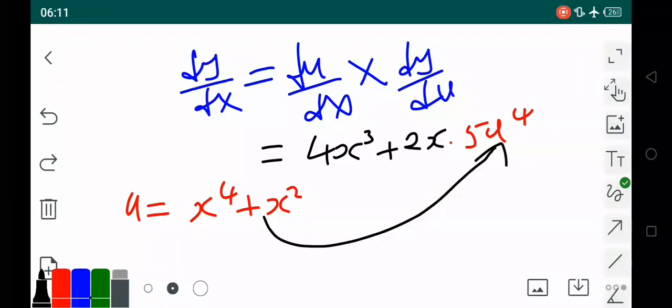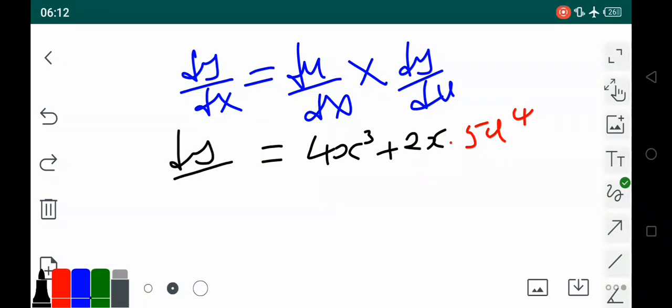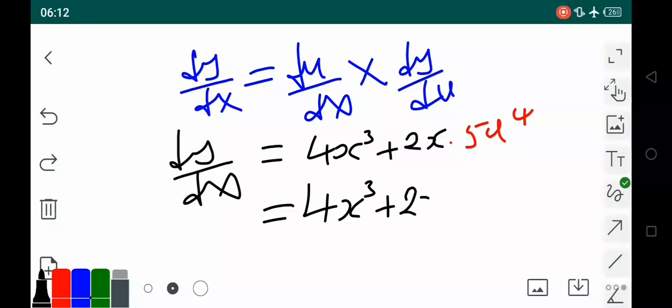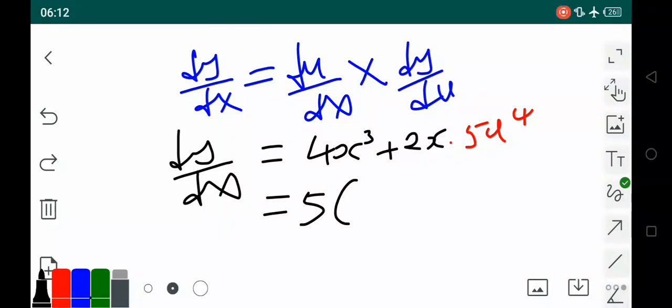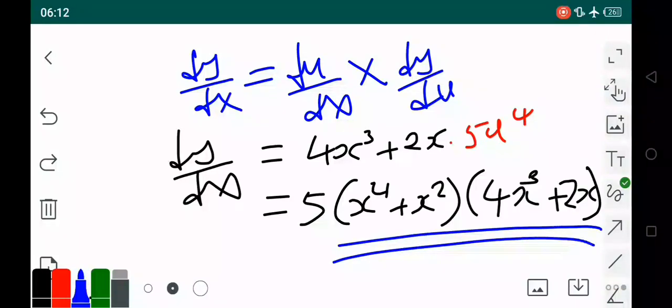Okay, so what you're doing now is simply saying that dy over dx will now be equal to 4x to the power 3 plus 2x, or if you want, because multiplication is commutative, you can say 5 in brackets, x to the power 4 plus x to the power 2, and then the other part, 4x to the power 3 plus 2x. So this gives us the final derivative.